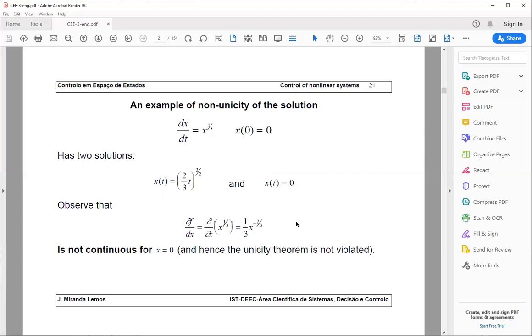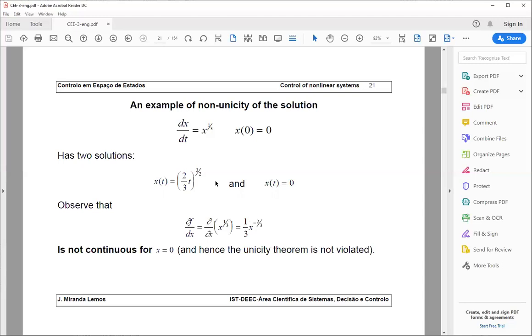What happens is that if you compute the Jacobian of f with respect to x, which is in this case just a scalar, you get this expression. For x equal to 0, because this is the inverse of x to the 2/3, it would be 1 divided by 0, which is infinity. So this is not continuous for x equal to 0, and so we cannot, of course, invoke the uniqueness theorem that we just presented.